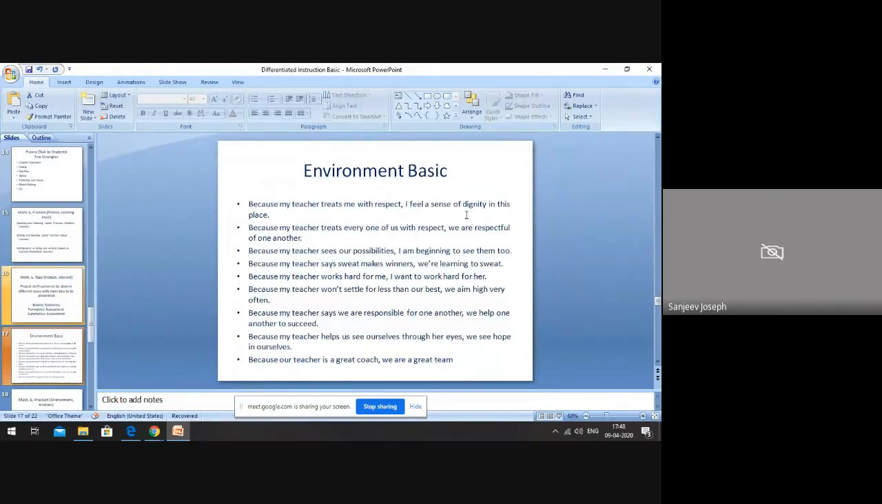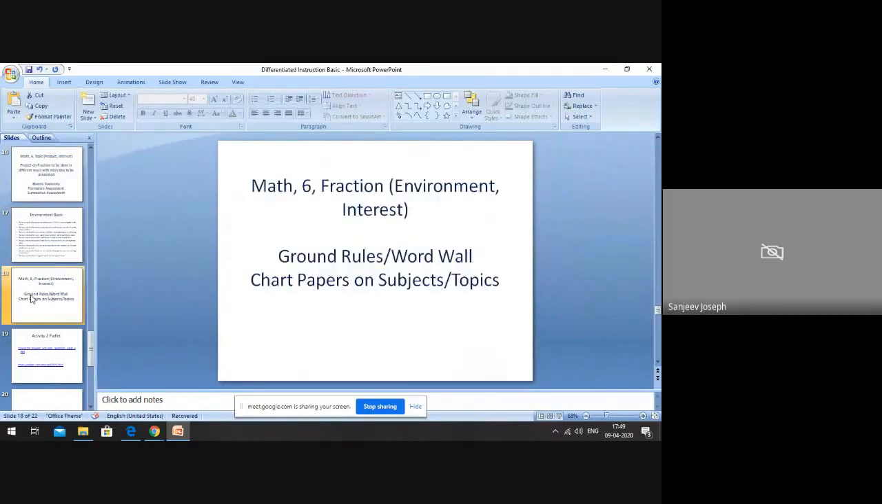So our classroom should be a team where there should be an understanding among the children that they all want to come up to the best of the standard. Is it possible? It is possible because of the strategy. Now, what I do in math, class 6 fractions, the topic, is how I differentiate the environment based on interest: I tell them to make some word wall chart papers on the topics which I'm teaching, and the ground rules which we use generally.